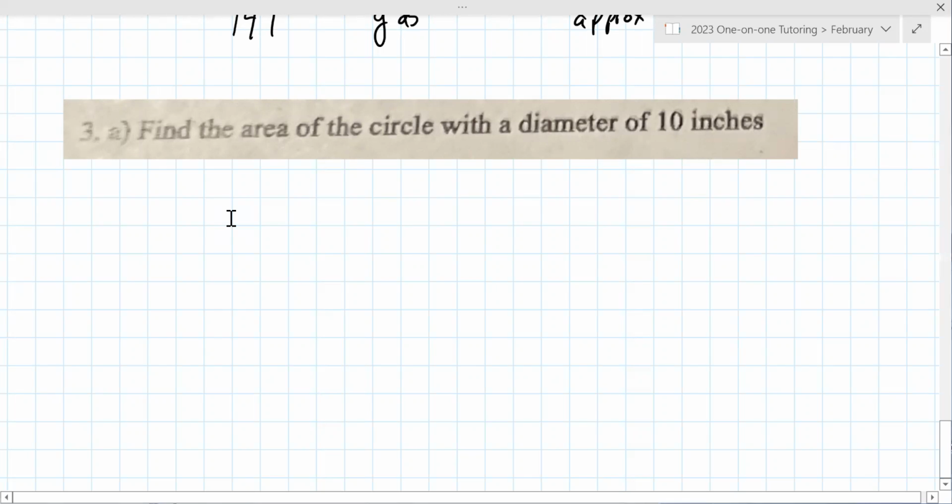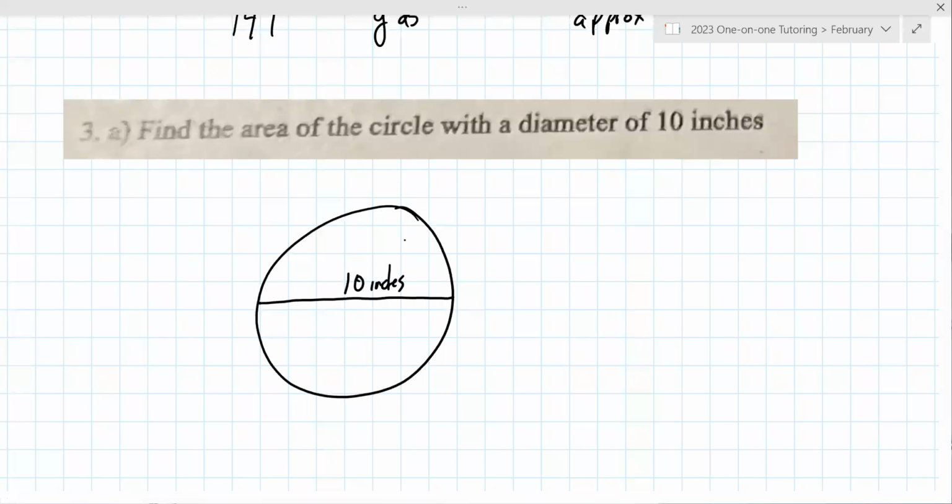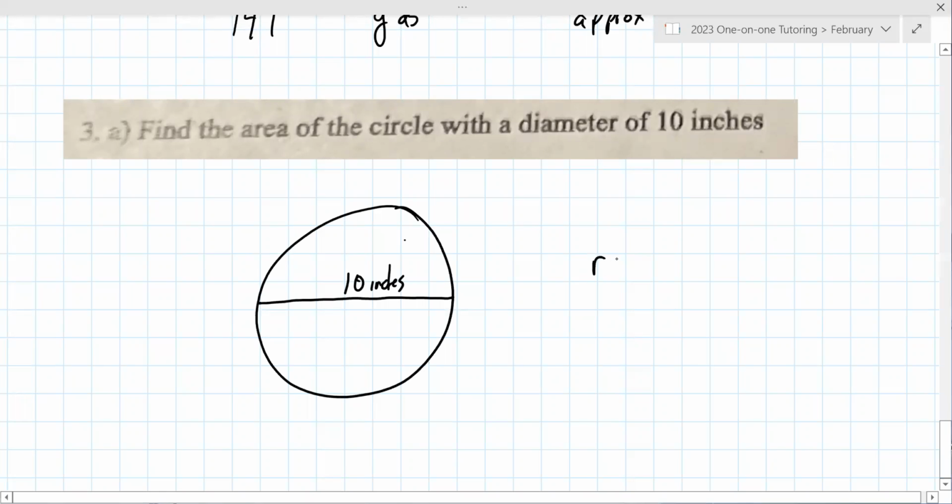All right, we've got to get started here, Sourish. Let's get back to it. Let's get a new problem in here. So this is a circle with diameter 10 inches. Can you tell me the radius of this circle?